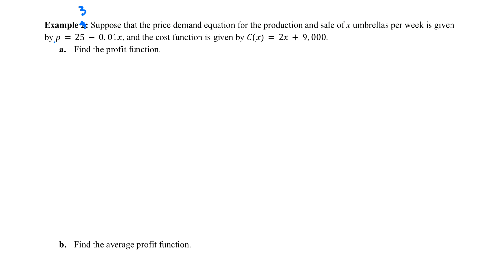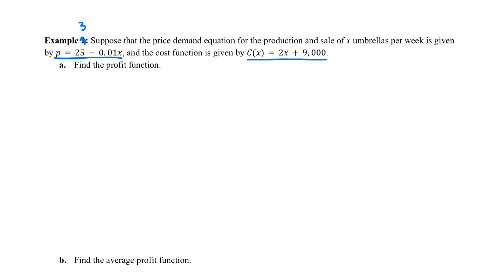In this example, we're going to practice using some business formulas along with thinking about average profit rather than total profit and how we can calculate that. So in example 3, we've got a price demand equation for the production and sale of X umbrellas per week given by P equals 25 minus 0.01X. And the cost function is given by C of X equals 2X plus 9,000. So for part A, all I want to do is find the profit function.